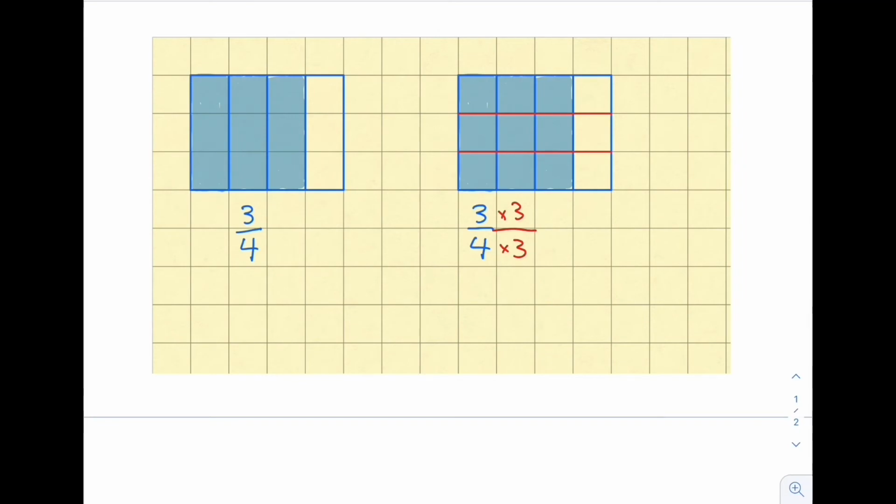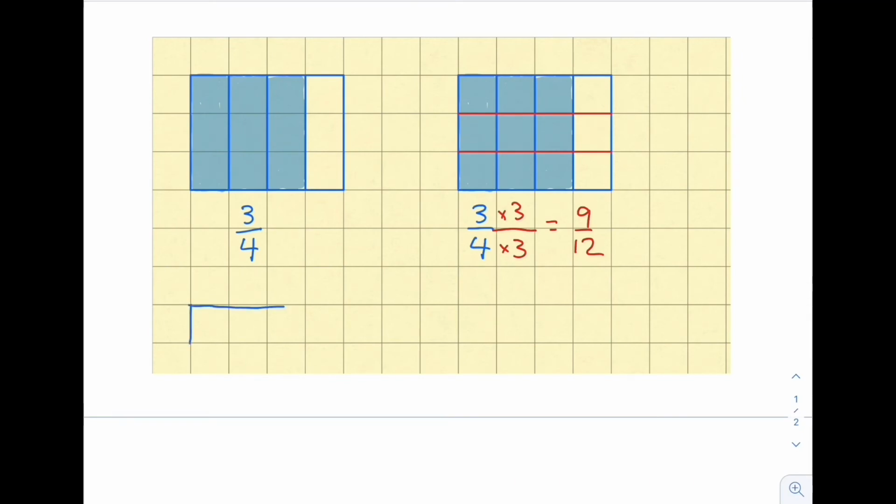Because I have 12 parts now, the reference whole divided into 12 parts, I have 3 times as many shaded parts as well. Now I have 9/12, and you can see that the 2 pictures represent the same quantity.